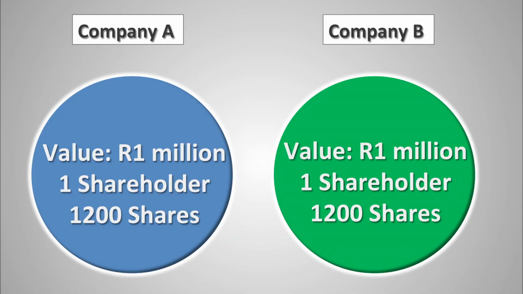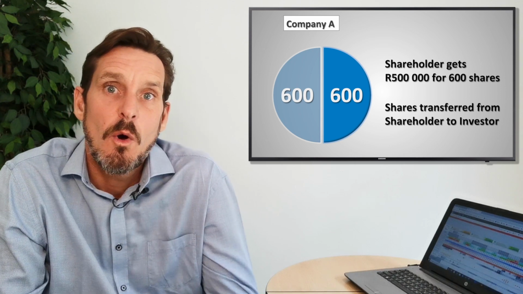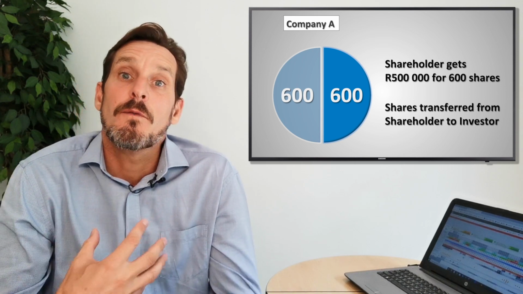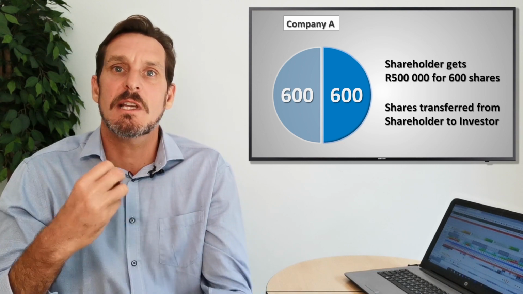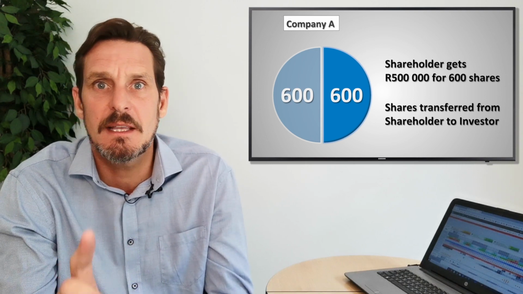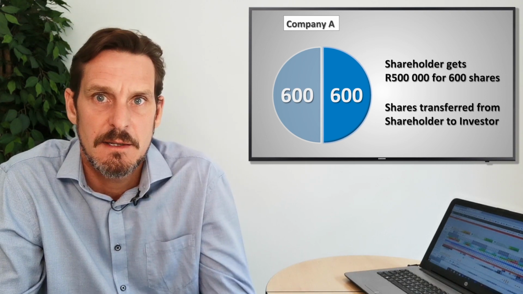Let's assume both shareholders want to sell 50% of their company to a new investor for R500,000. In Company A, the shareholder transfers 50% or 600 shares from him to the new investor, and he receives the R500,000 in his personal name. This is because the shares are transferred from his personal name to the investor. The company therefore does not receive any funds.